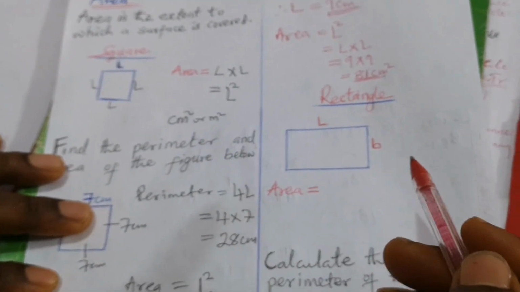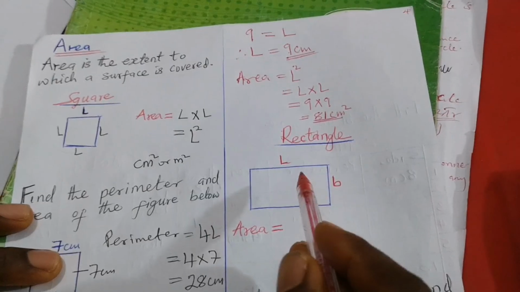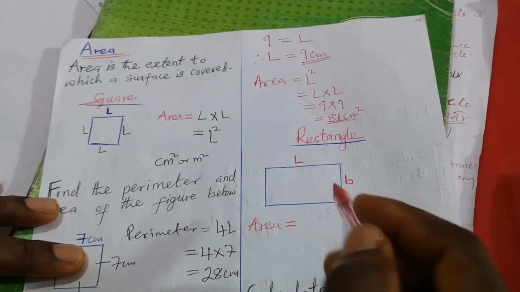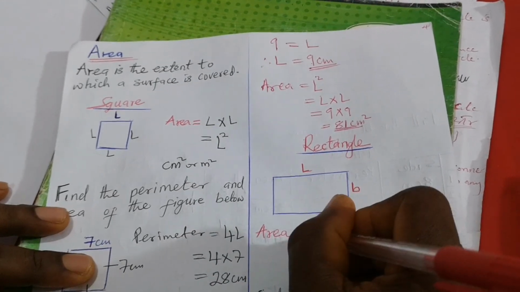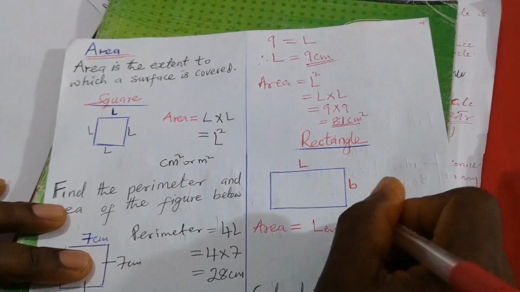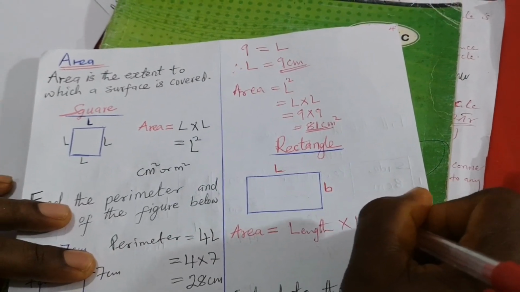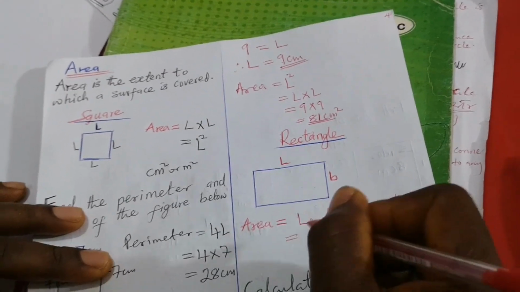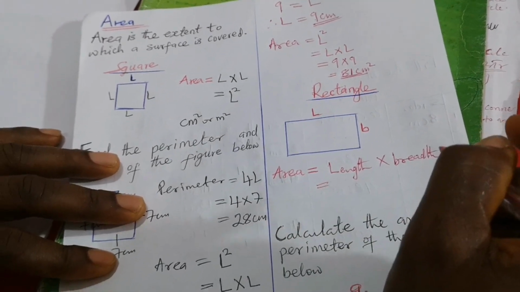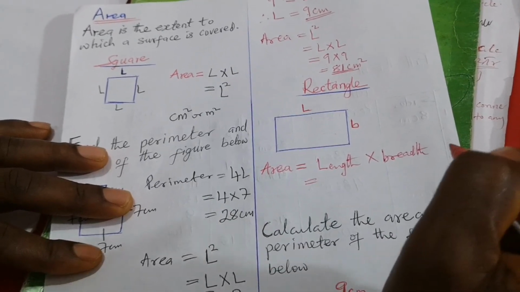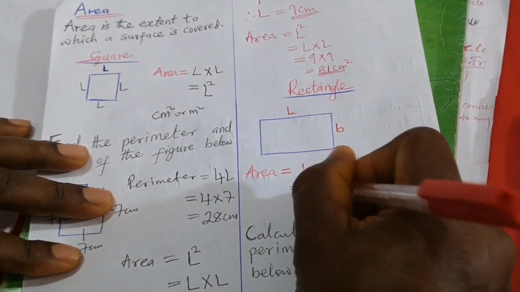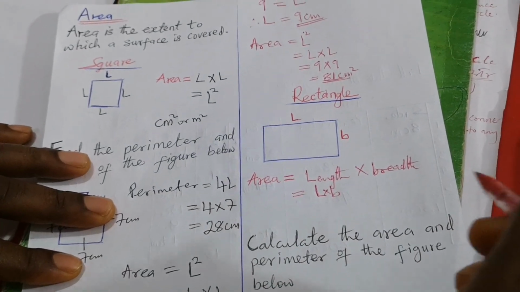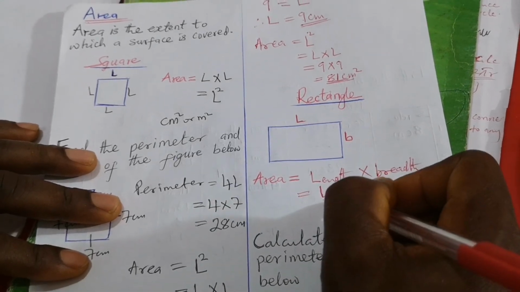Okay, we have another example. We have another plane shape here, rectangle. The area of a rectangle is length times breadth. The area of a rectangle is what? Length times breadth. Which is LB. That is the area of a rectangle: length times breadth.